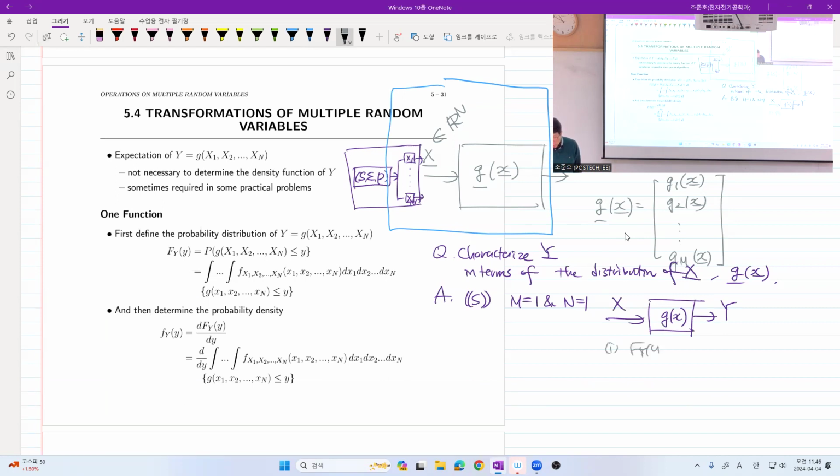First, we try to find the CDF of y in terms of the CDF of x. But unfortunately, this G inverse of y does not give you some nice, very simple single valued function, so you need to do something here. But anyway, in principle, you can find the CDF of the output, and then you can find the PDF of that. What was the second method? The second method is called Jacobi's method.